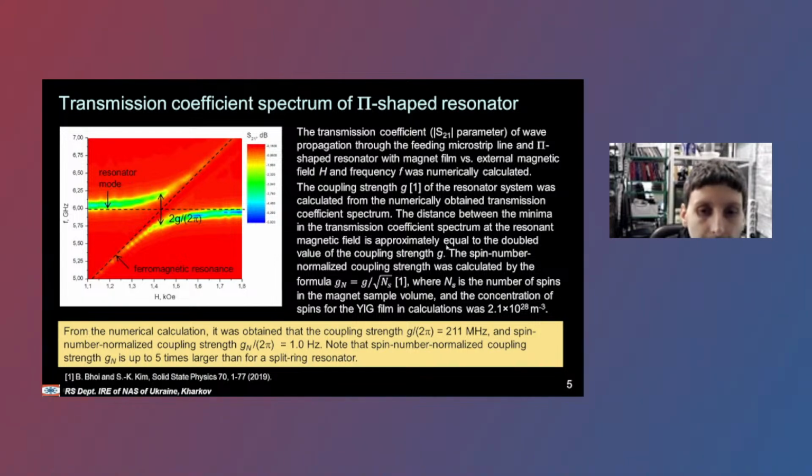Yes. If we have large concentration or large number of spins, we can increase the coupling strength. Also, the filling factor is proportional in first power. It is the main parameter maybe.